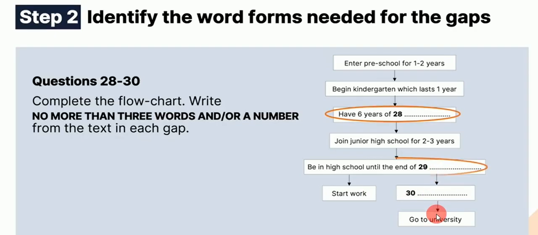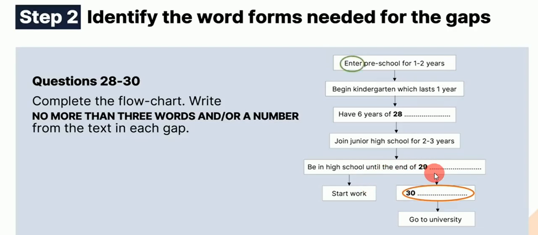Well, in question 28 and 29, a preposition of is before the space. So this means that you probably need a noun or a noun group after of. However, for question 30, a verb followed by an object is probably needed. Why? Well, because every other step of the flowchart is written in this way. So taking a few moments to predict the word form is always a good idea.